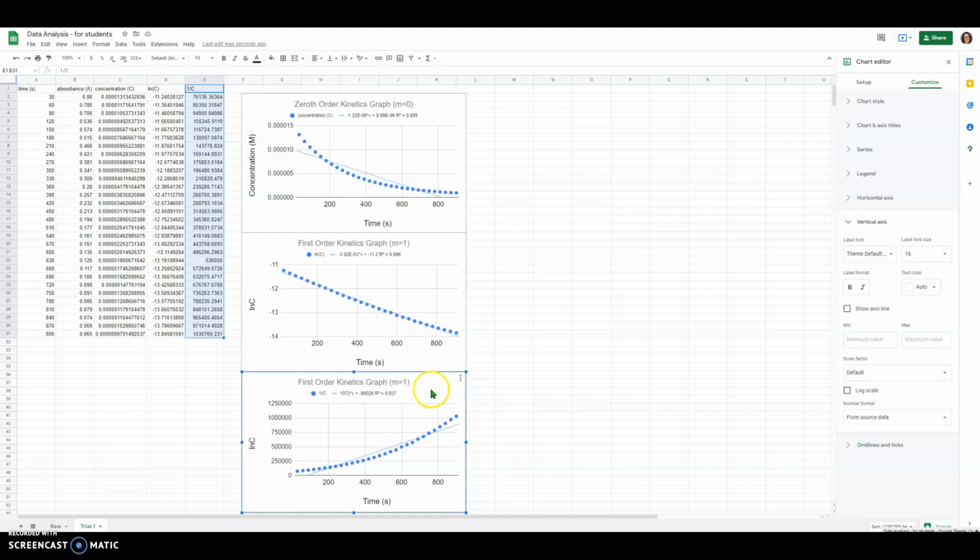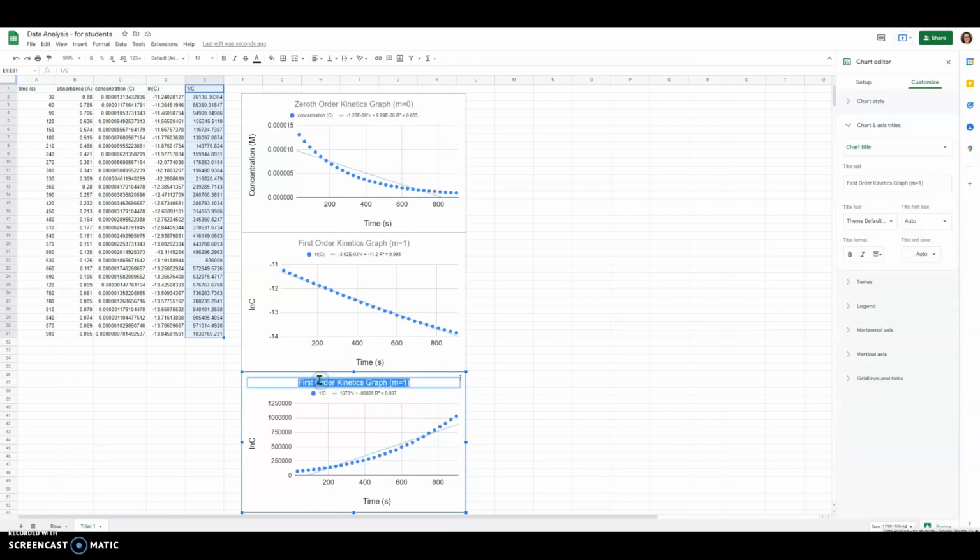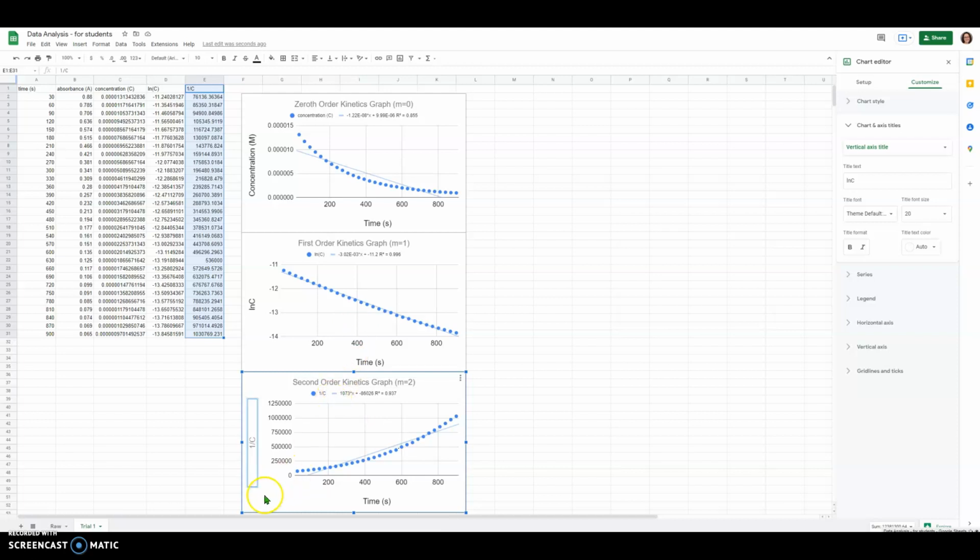So I have to change my labels again, because this 3rd graph is now the 2nd order kinetics graph. And so if this one's the most linear, we would be getting an exponent of 2 for this reactant. I also want to change my Y values over here, because again, this is not natural log of concentration anymore. It's now 1 divided by the concentration. And again, it's fine if you want to leave that as 1 over C.